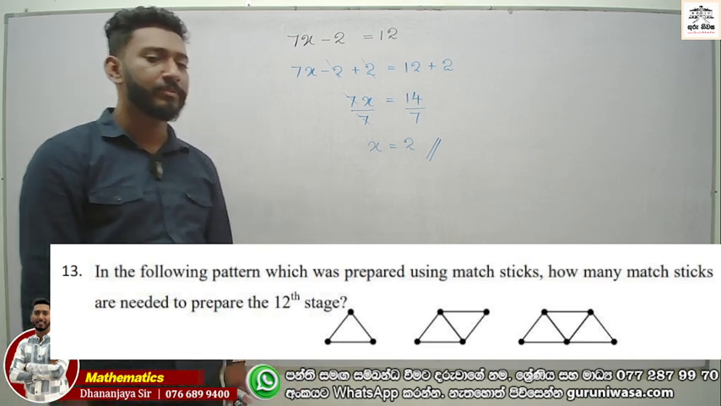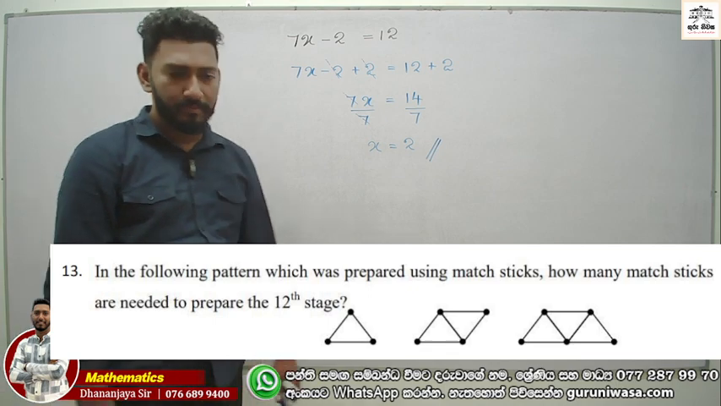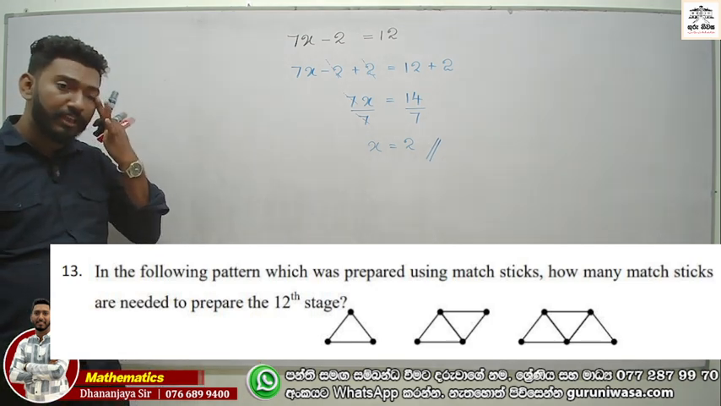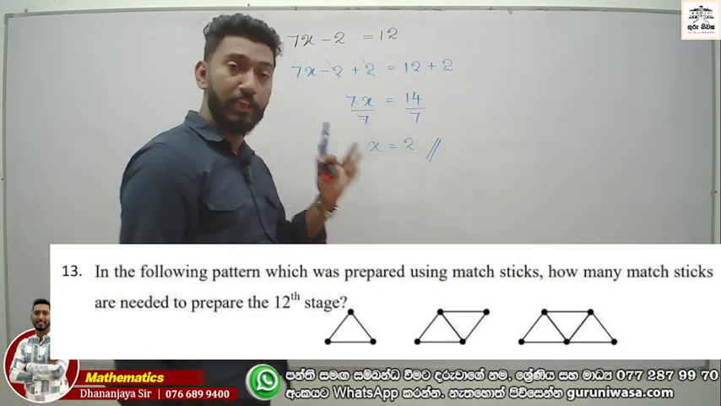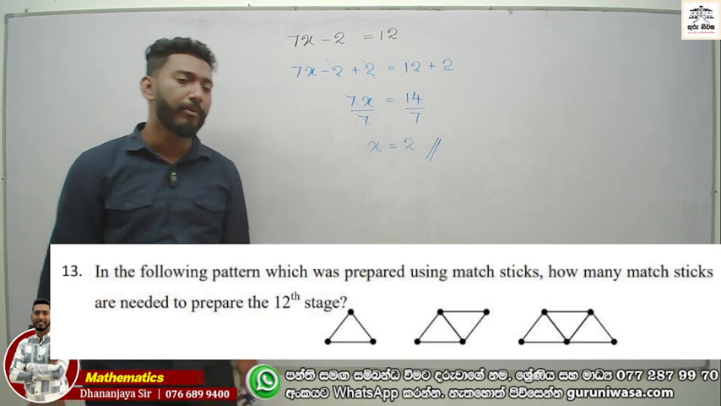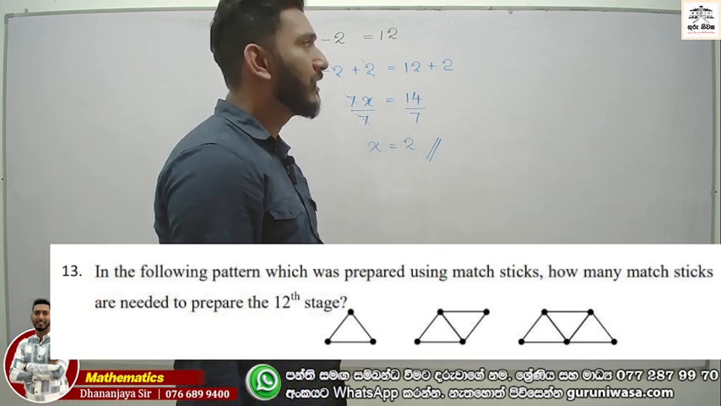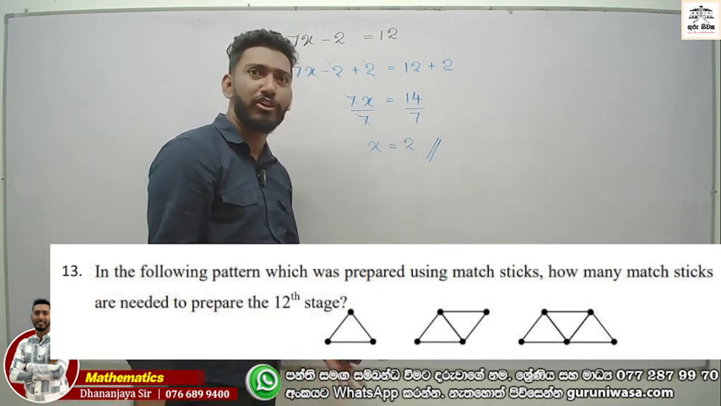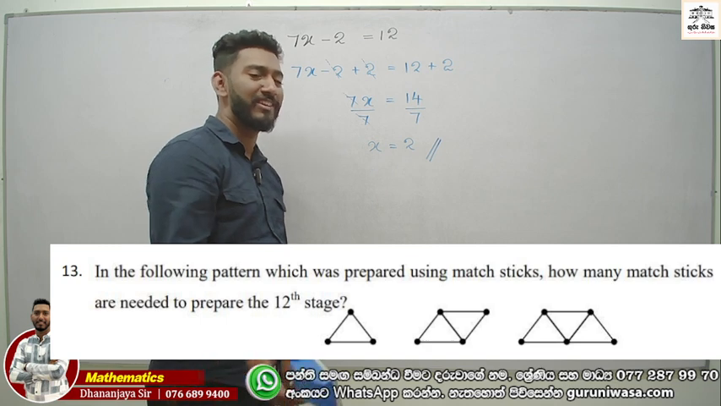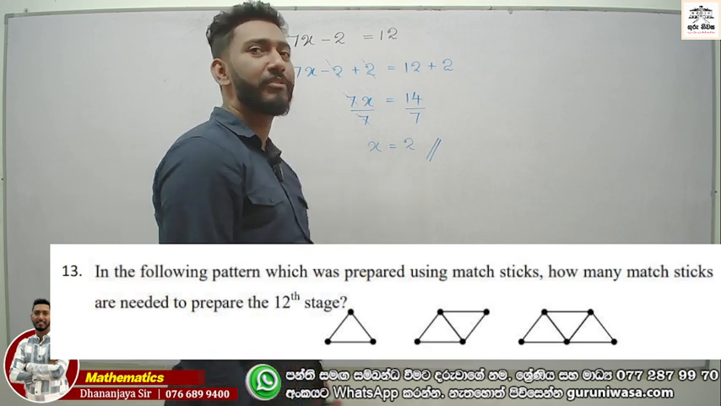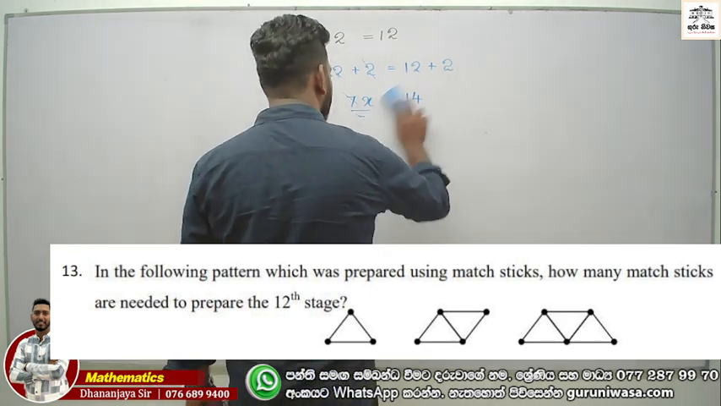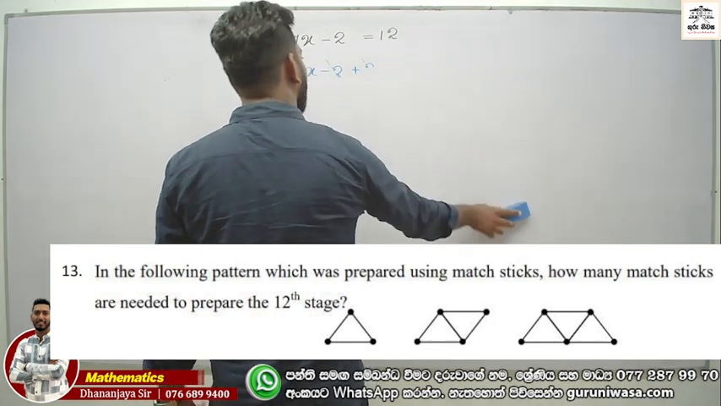Question number 13. In the following pattern, which was prepared using matchsticks, how many matchsticks are needed to prepare the 12th stage? The question says to find the 12th term, represented as a general term, and you have to find the general term, then find the answer for the 12th term. දෙකක් තියෙනවා කරන්න. Using the number pairs, knowledge about the number pairs, right? හදලා බලන්න පුතේ.